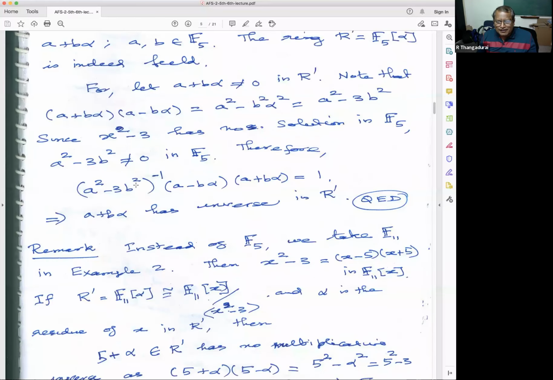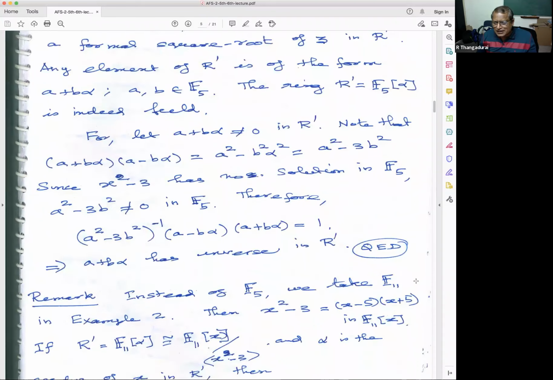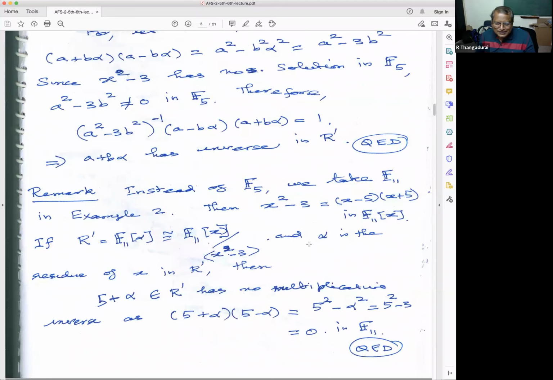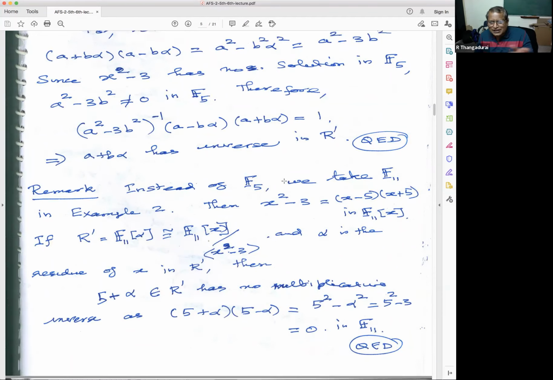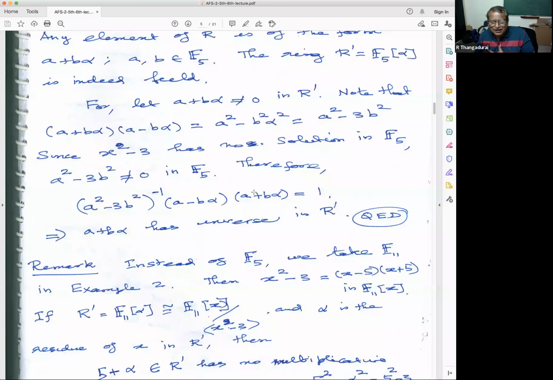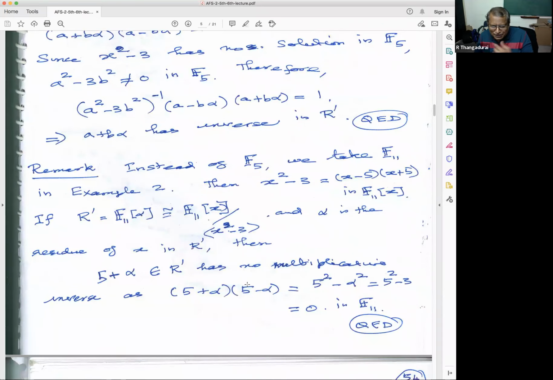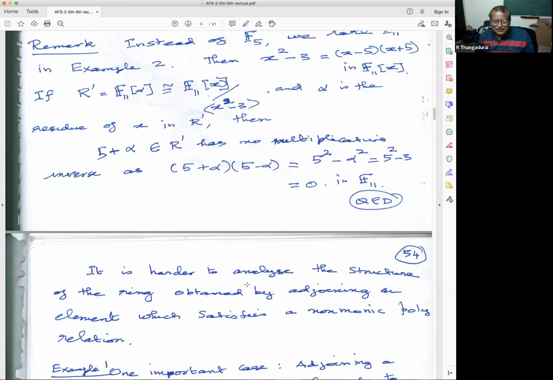Instead of F5, if we consider F11, the same polynomial, then x squared minus 3 we can break into (x minus 5)(x plus 5). So this you cannot get in the earlier field. If you change the base ring to a different one, then you cannot expect a similar thing. The polynomial is the same, but the point is the field is different.